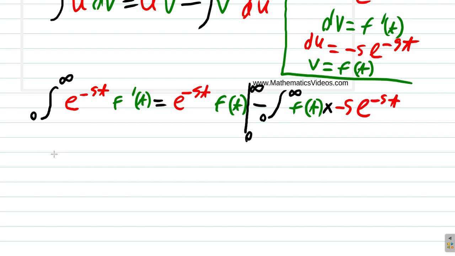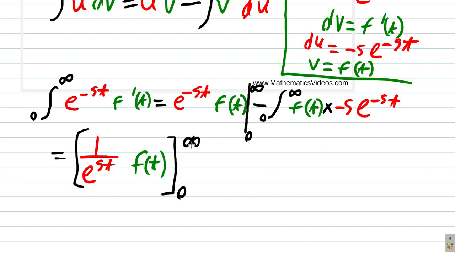This integral is equal to, now remember, e to the negative st means 1 over e to the positive st, f of t, and we're going here from 0 to infinity. Now here we have a minus, but it is a negative, right? So we minus negative, and this s here is a constant. So we can put it on the left outside of the integral sign.